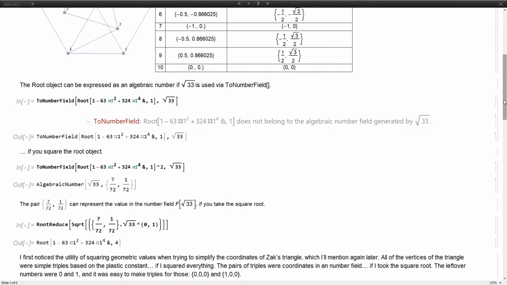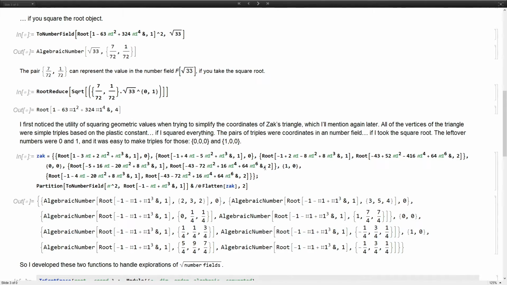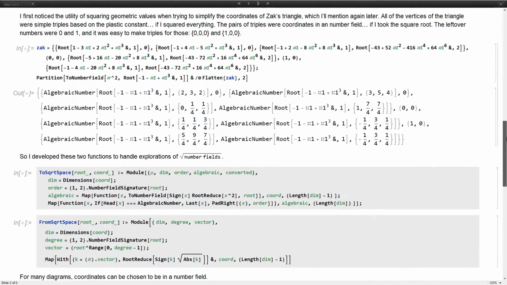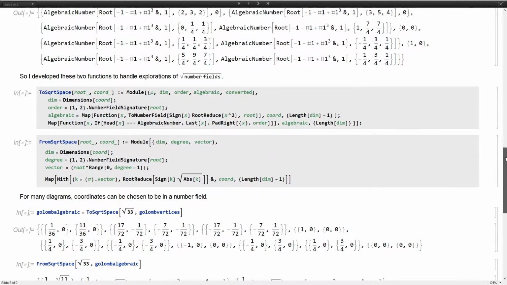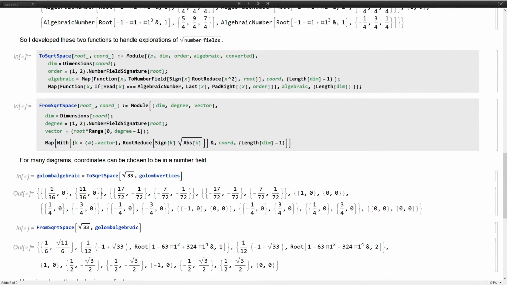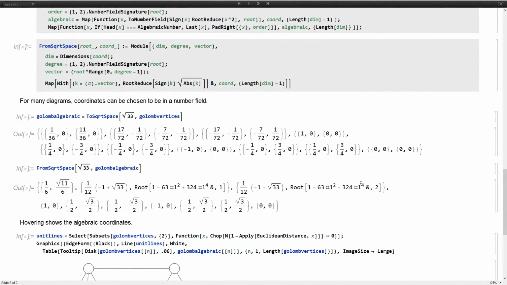So I started squaring these values. And this set of points here, for something called Zacks Triangle, which I'll discuss later on, I found all these nasty root objects. If I squared all of them and used 2 number field, everything turned into these nice looking triples. So I wrote these functions to basically square objects and use 2 number field. And for the Golem graph, everything turns into these nice doubles. Everything is nice and smooth. And if you reverse them, you get the original values back.